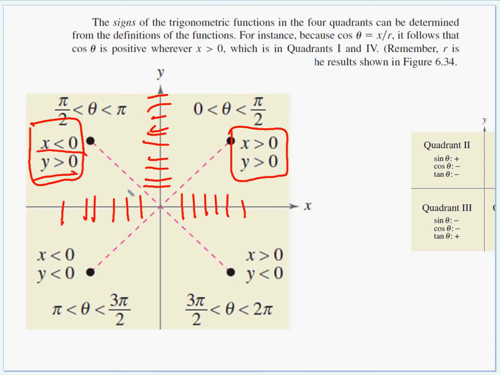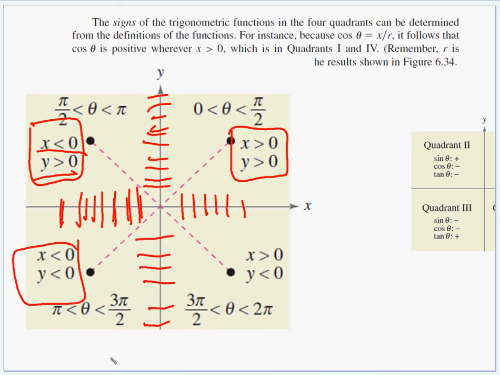Down here in quad 3, we're touching this negative x-axis and the negative y-axis, so those are both negative. Over here in quad 4, we're touching the negative y-axis, so y is less than 0, but we're back to touching the positive x-axis, so x is greater than 0.